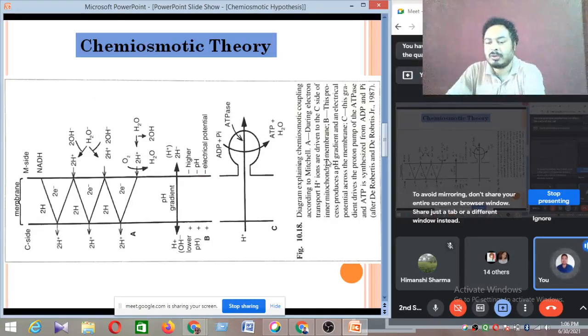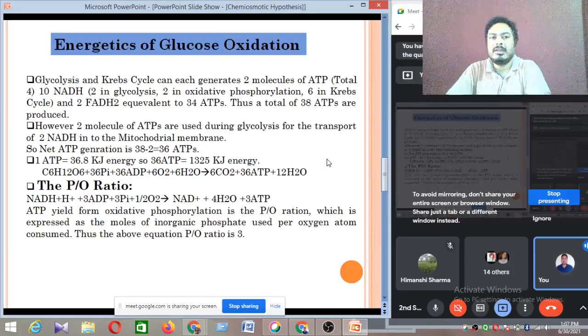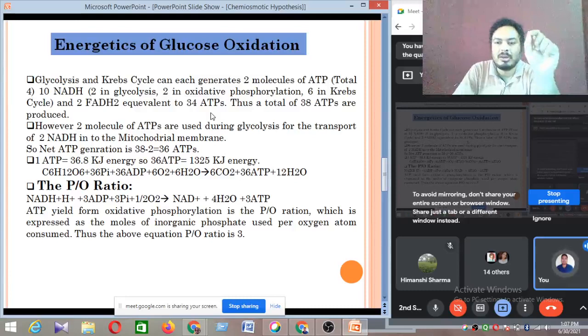Now we need to know about the energetics of glucose oxidation. Every glucose breakdown inside the mitochondria or in the cytoplasm produces energy. How much energy does it produce? It produces almost 38 ATP. If one molecule of glucose is broken down, it produces a total of 38 ATP molecules.